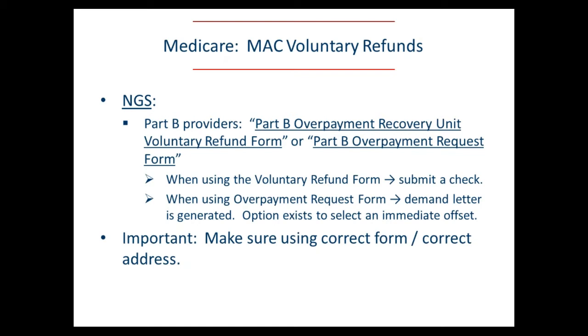If you're a Part B provider, similar process, different forms. There is the Overpayment Recovery Unit Voluntary Refund Form. That form is used when you're intending to submit a check with the overpayment form. And then there is the Overpayment Request Form, which, like the Part A form, goes back to the demand letter offsetting process. So the short answer there is, in using those forms, there's a lot of different variations.